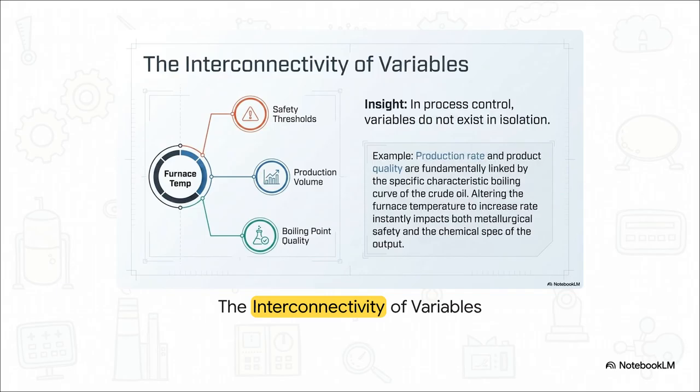Pay very close attention to this next part because it is a very common exam question. In process control, variables never exist in isolation. Notice the diagram. If you change the furnace temperature, you immediately impact the safety thresholds, the overall production volume, and the boiling point quality. You literally cannot change one single thing without affecting all the others. That deep interconnectivity is exactly why we need such complex mathematical logic programmed into our PLCs.